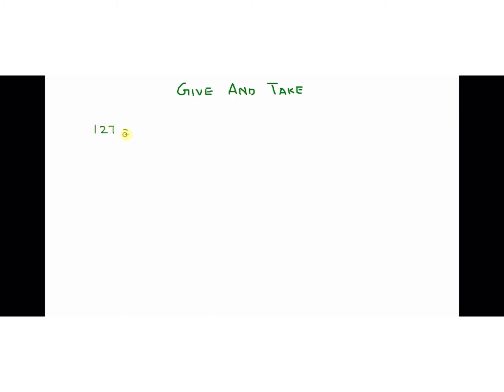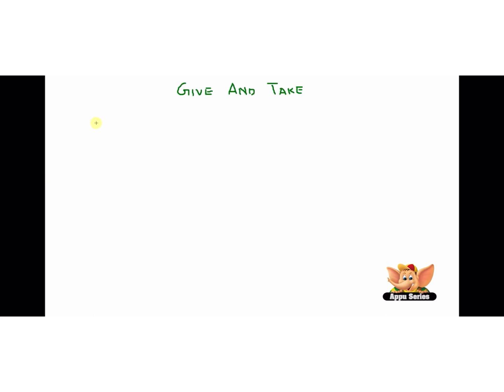Now let's try different combinations in addition. 127 can be written as 120 plus 7, or we can write it as 100 plus 27, or we can write it as 87 plus 40, or 50 plus 77, or 20 plus 57 plus 50, and so on. Isn't it fun making different combinations?